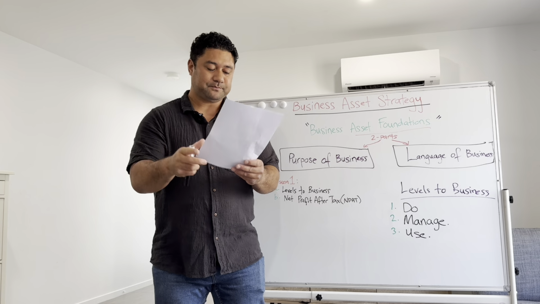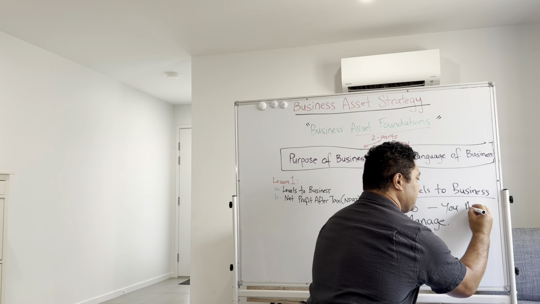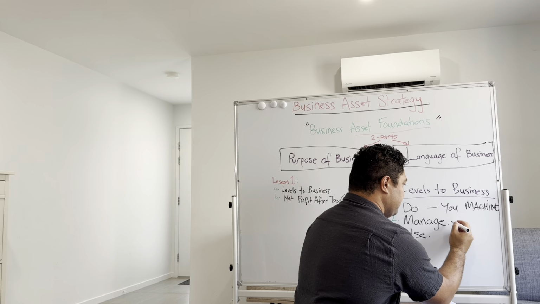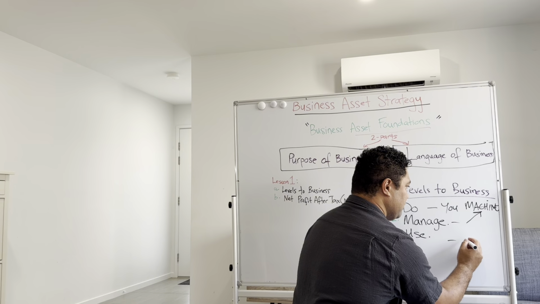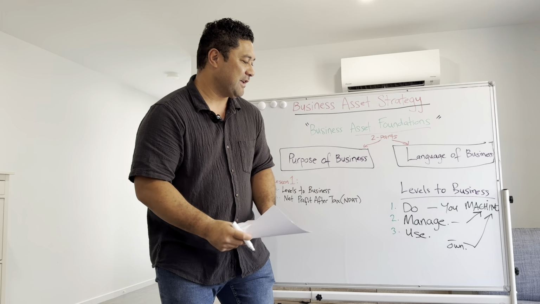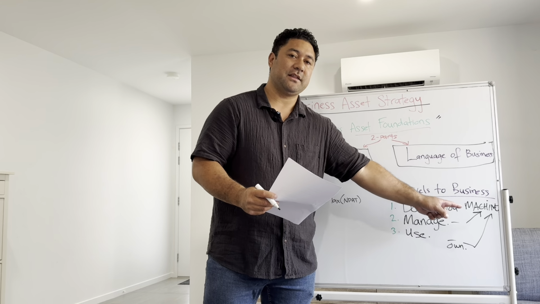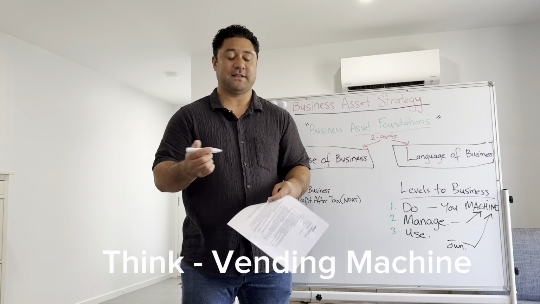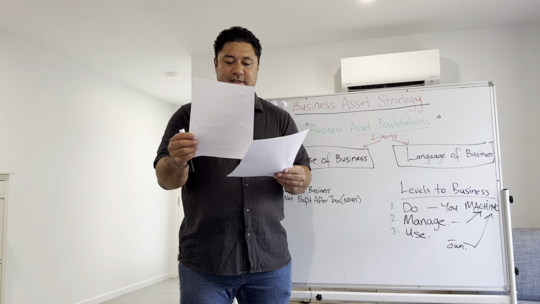Okay? So in conclusion, level 1, you are the machine. Level 2, you manage the machine. And 3, you own. Sorry if that's not clear. First level, you are the machine. Second level, you manage the machine. And the third level, you own the machine. The machine here we're referring to is the assets, which is the business. Okay? All right. So we'll go into the next thing here.